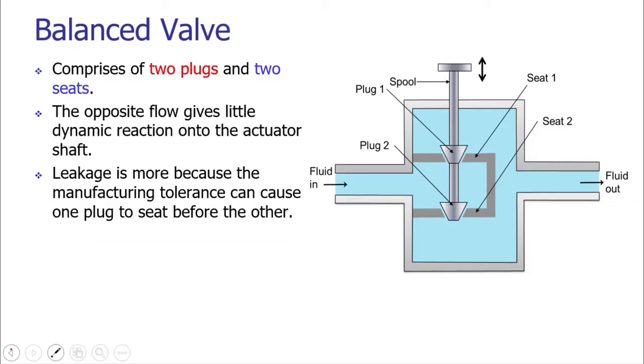The next type of valve is the balanced valve. The balanced valve is having two plugs. If there is only one plug and one stem arrangement, there may be chances of excessive thrust on the stem body, and due to that excessive thrust there may be more wear and tear, more damage to the stem of the valve. To avoid that, we are using two plugs. So here we are having plug number 1 and plug number 2. Both these plugs are precisely machined, and a spool is housing plug 1 and plug 2.